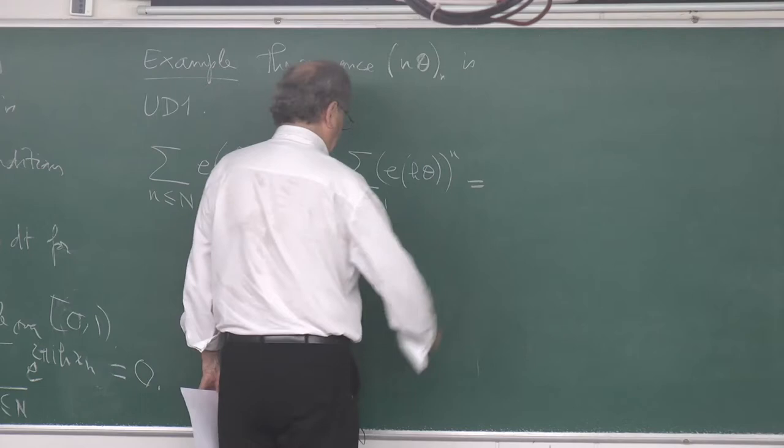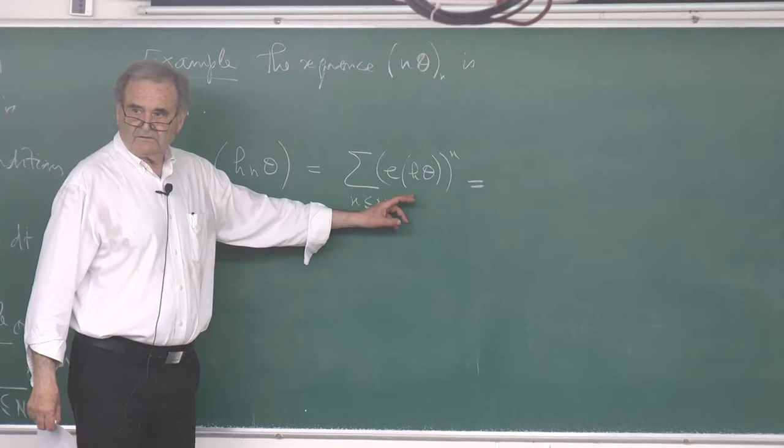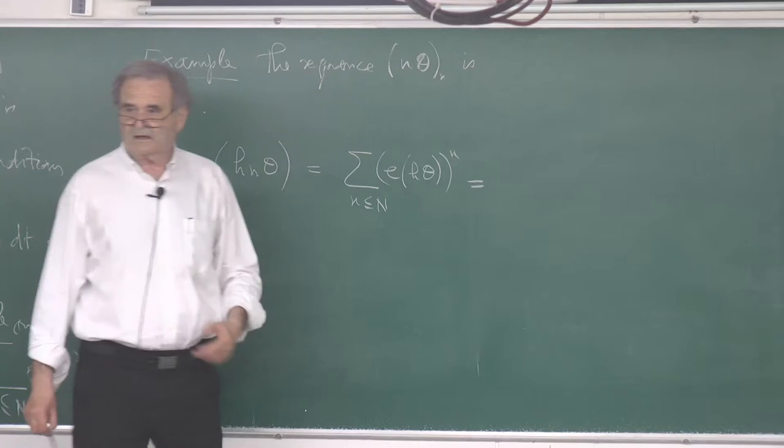Okay? So this is how you do it. Of course, one point which is very important is that the ratio, the way you increase your thing, is it equal to 1 or not? But this is not equal to 1, because if this were equal to 1, then theta would be a rational number.